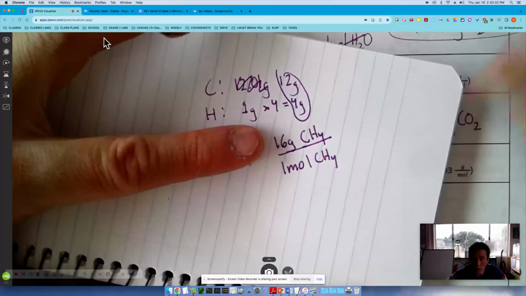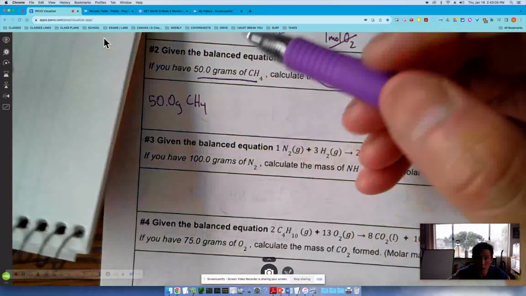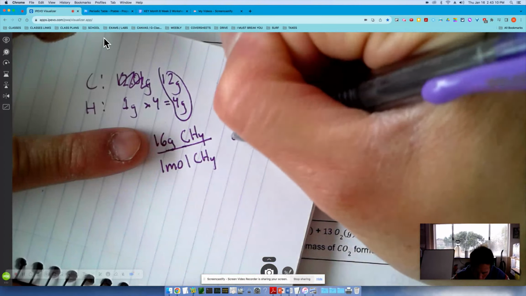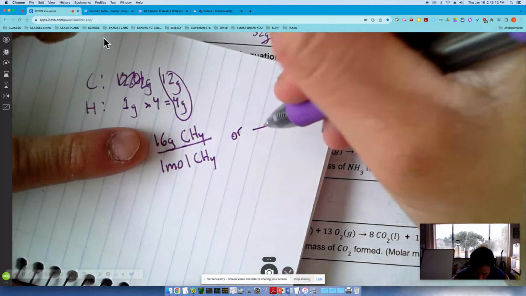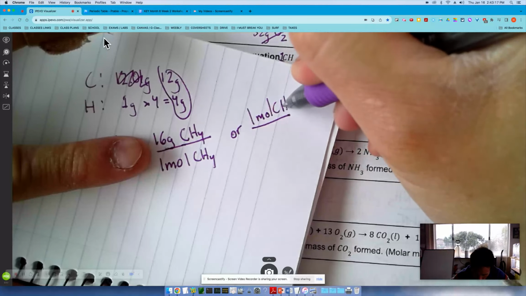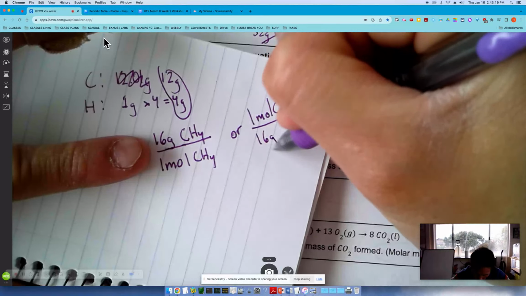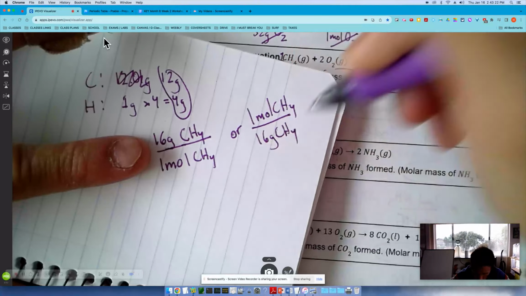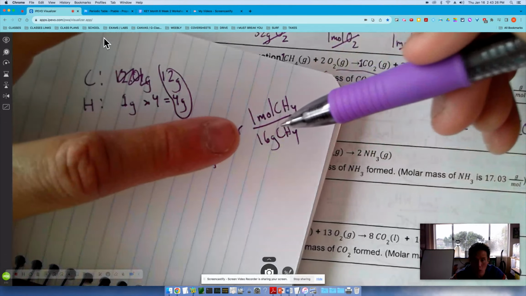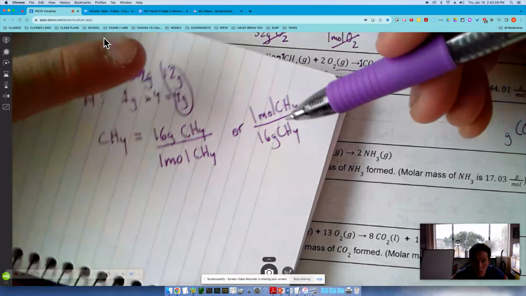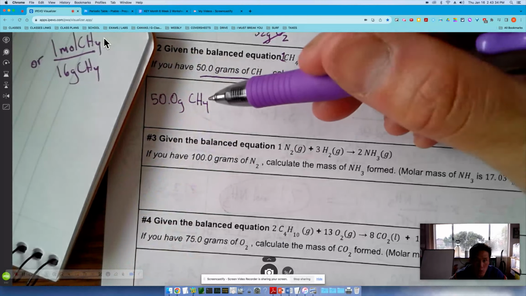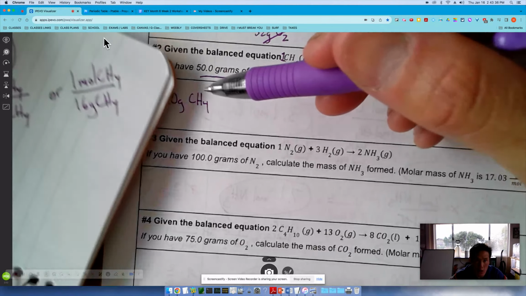Okay, so I'm going to multiply this by this, or I could report this as a fraction where I flip the placement, with 1 mole CH4 on the top and 16 grams of CH4 on the bottom. The question is, which form do I use? This one or this one? Which one will I actually use to convert from grams to moles here? The answer is this one.